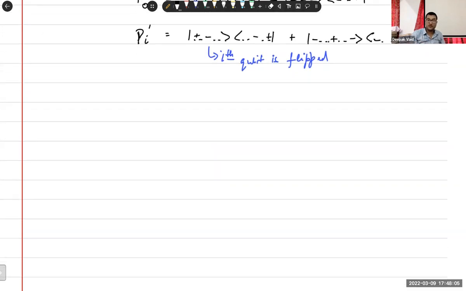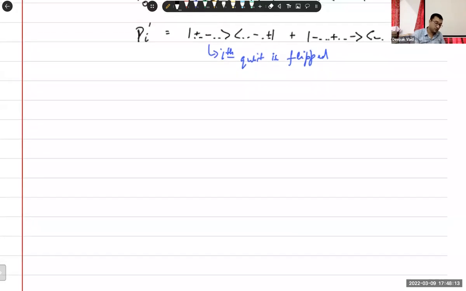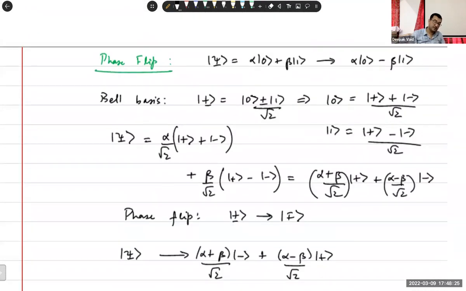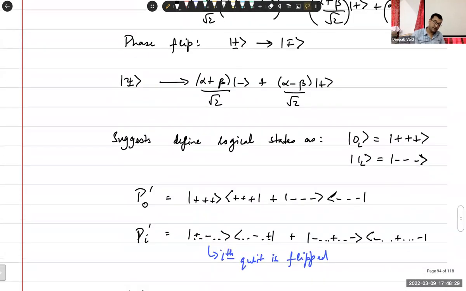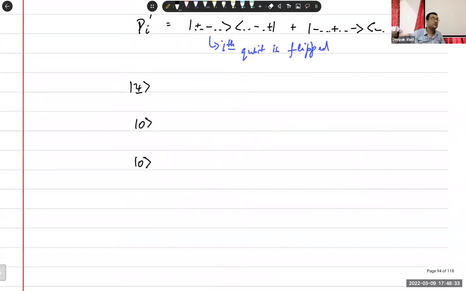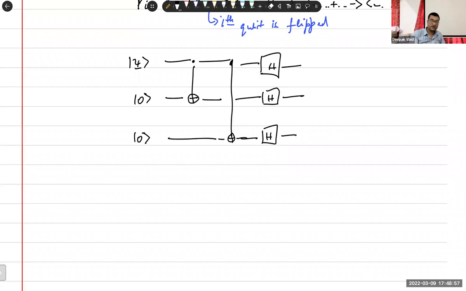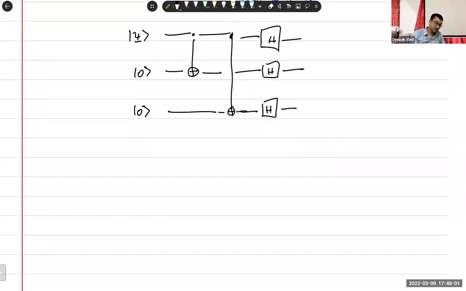Now, again, how do we encode our state in the Bell basis for this phase flip code? Let's write a circuit for that. Can anybody think what the circuit might look like? If you want to generate this plus state, what would you do? Hadamard is our friend, right? So we do our usual CNOT first, and then we apply a Hadamard on each one of these qubits. So if you do this, what happens?